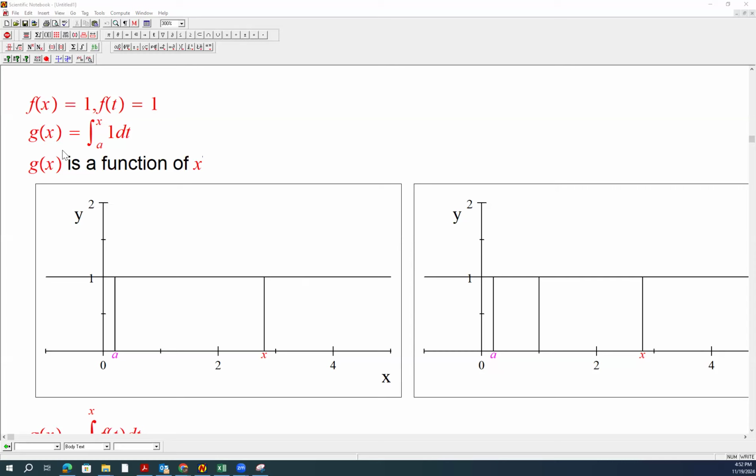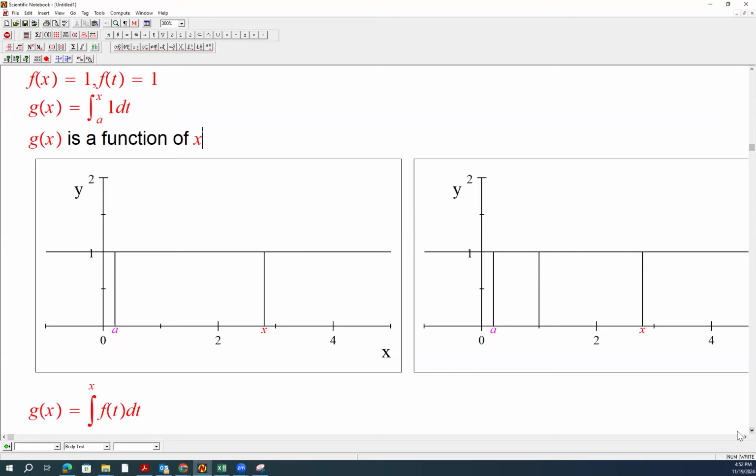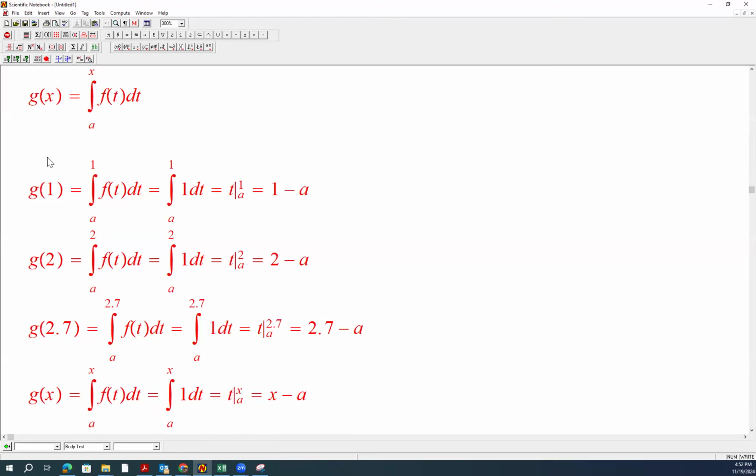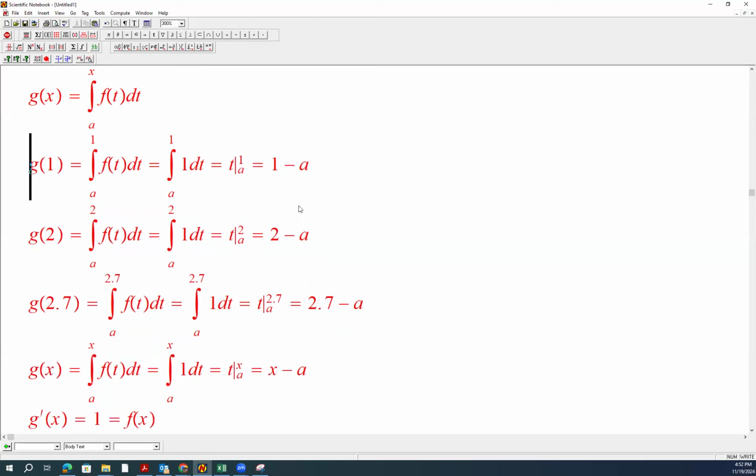So let's see the variation of g of x, just for this particular function, for f of t. So if x equals 1, then the upper limit will be 1. So we take integration, which is the area underneath the curve. We know how to do that, right?